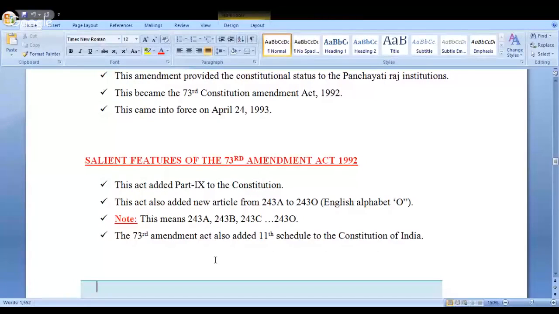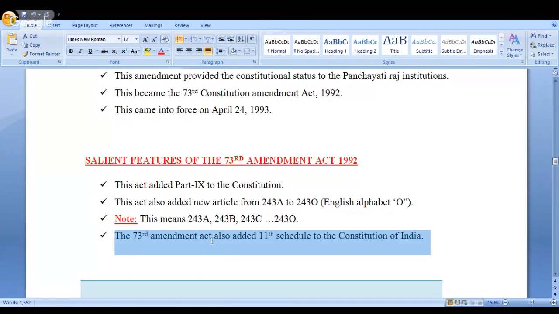Look at this. This act added part 9 to the Constitution. This act also added new articles from 243A to 243O. Okay. Just now I told you 243A, 243B, 243C, 243D, like this 243O. Okay. Next. The 73rd Amendment Act also added 11th schedule to the Constitution of India. And I want you to remember each and every point very, very clearly and carefully.